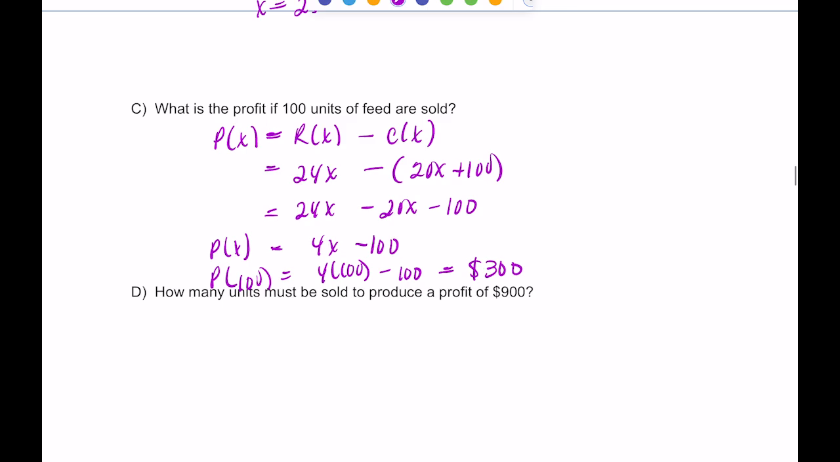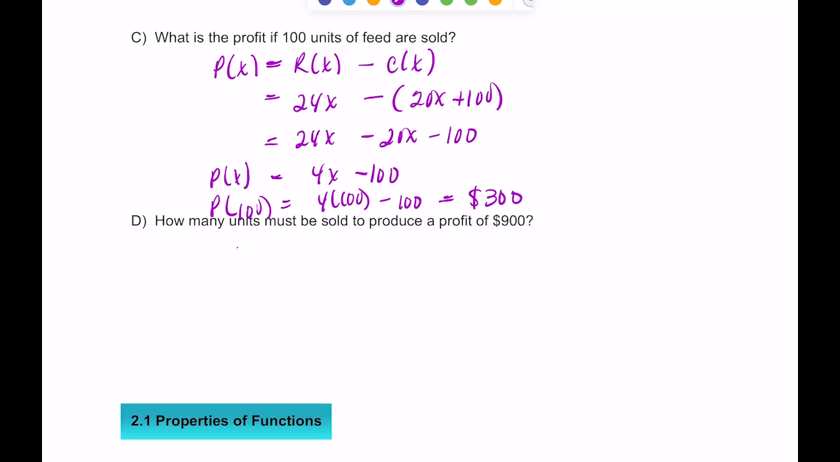How many units must be sold to produce a profit of $900? Okay, so let's say you're in this business and you're like, I want to make a profit of $900. How many units would I need to sell? Well, again, I know from the last problem, P of X is 4X minus 100. And this time I'm given P of X. So I'm just going to substitute 900 in. And then of course solve for X. So add 100 to both sides, divide by 4. You end up with 250 equals X. So if you want to make a profit of $900 from this specific product, you need to sell 250 items.